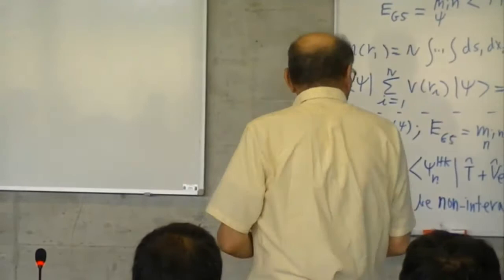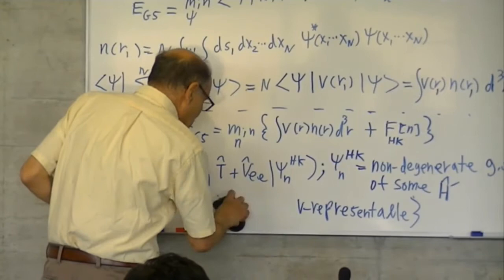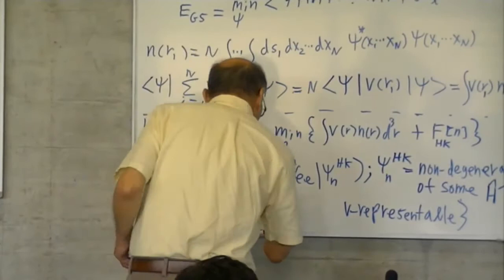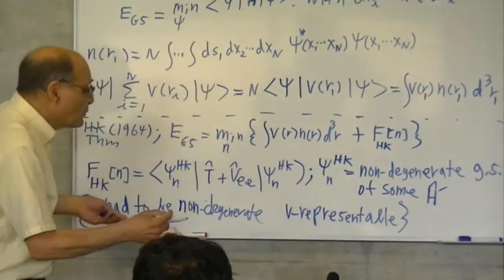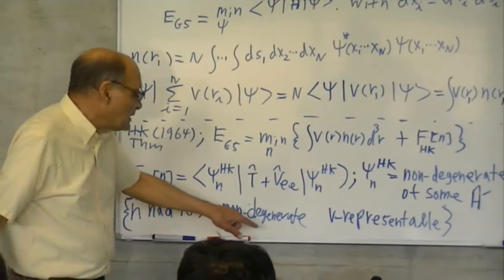Actually, I have a question. Why does that have to be non-interacting? It has to be non-degenerate, because I wrote it wrong. I'm sorry. Thank you very much. In other words, I said psi HK is a non-degenerate bound state of some range, and that means that n had to be non-degenerately representable. Does it all make sense now? Okay, good.